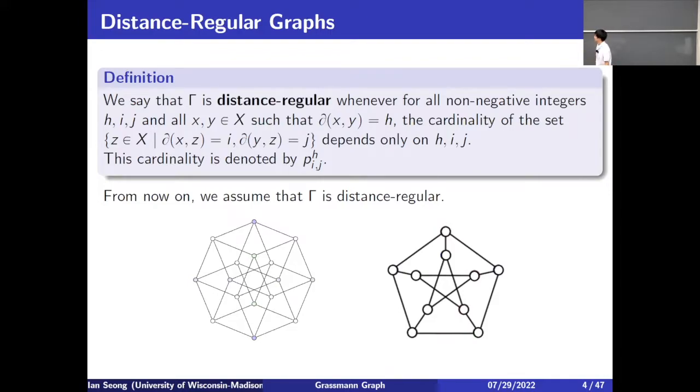So we say that gamma is distance regular whenever for all non-negative integers h, i, and j and all x, y in the vertex set such that the distance between x and y is h, the cardinality of the set of z where the distance between x and z is i and the distance between y and z is j depends only on h, i, and j. And this cardinality is denoted by p^h_{ij}. And these two are some examples of distance regular graphs. All right, and from now on, whenever I say gamma, we just assume that it's distance regular.